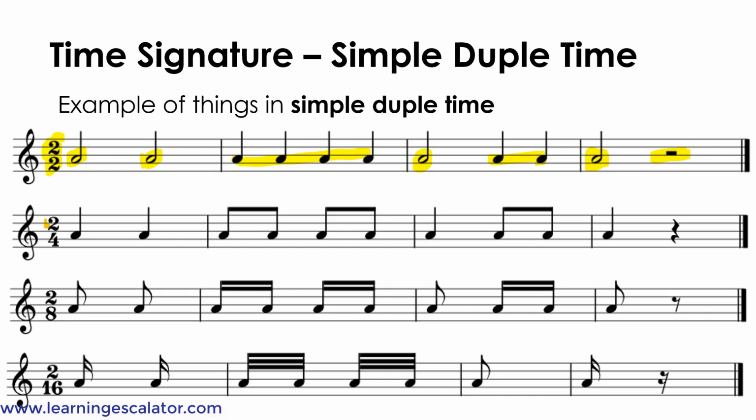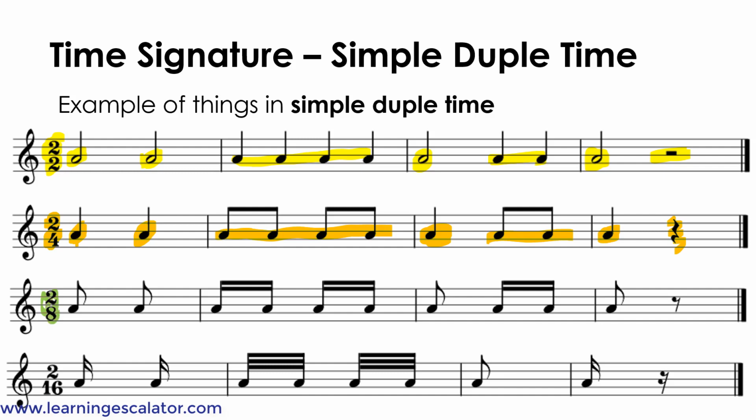Now the second one is 2/4, so that means there are 2 quarter notes in each measure. So 1 quarter note, 2 quarter notes, and that's also equal to 4 eighth notes, which is also equal to 1 quarter note and 2 eighth notes, which is 1 quarter note and 1 quarter rest.